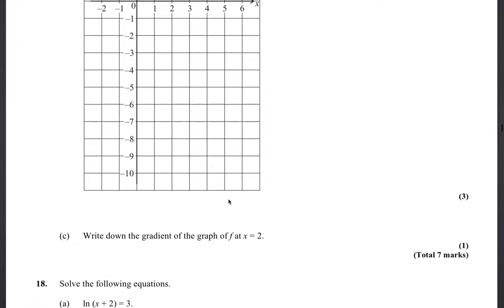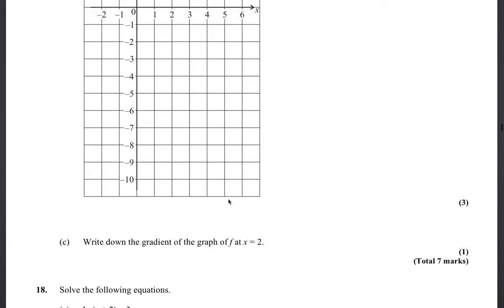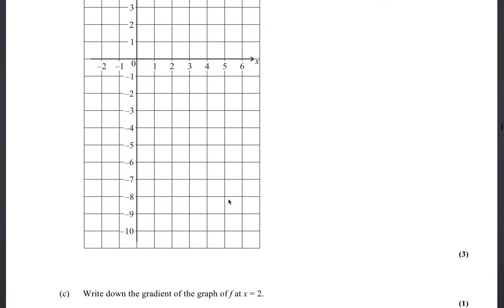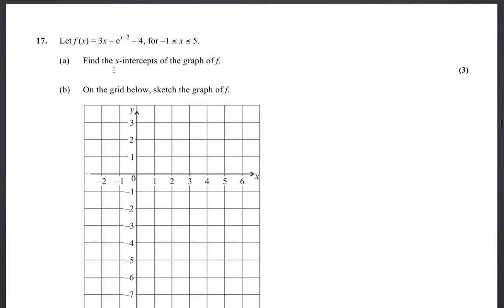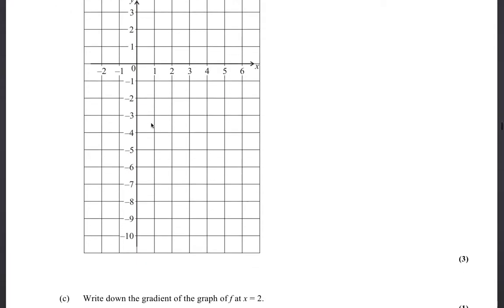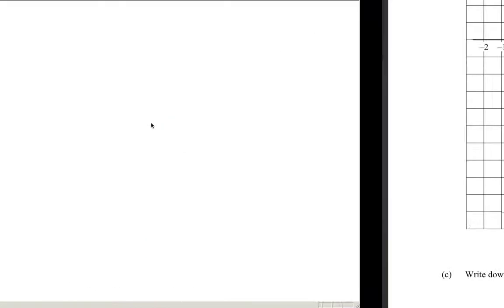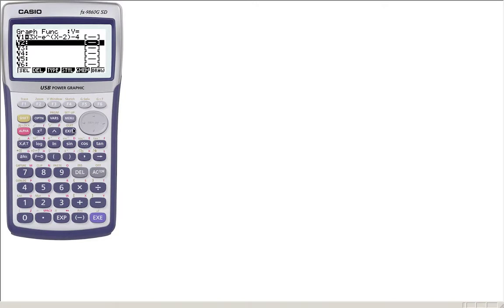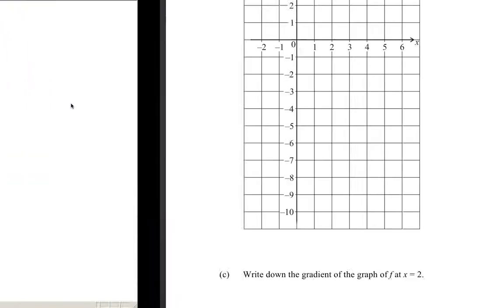And finally, write down the gradient of f at x equal to 2. Okay. So how do you find the gradient of this at x equal to 2? There are two ways. Either you can differentiate it and then substitute x equal to 2 there, or you can use the calculator. So let me use the calculator. Run mode, go to math, d/dx.